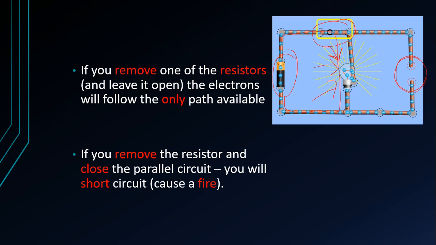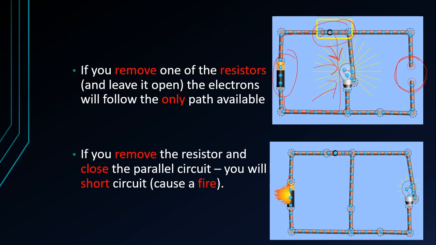If you remove the resistor and close the parallel circuit, you will cause a short or a fire. So here's our battery. The electrons can go both through this way and through this way. But if they go through the further path, they have to go through a light bulb, which makes them have to work, and they don't like that so much. So they would much rather go through here where there's no load, and that's where you get a fire or a short. And we do not want a short. Look, sad face, okay?